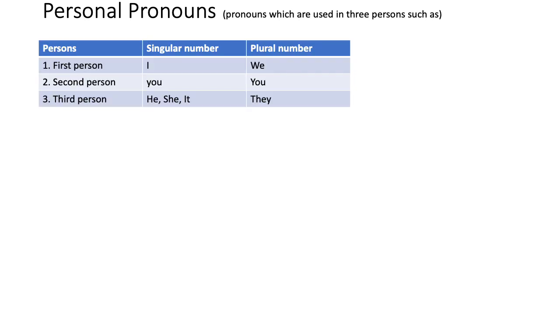Let's study personal pronouns first. These are the ones which are used in three persons: first person, second person, and third person. In the category of singular first person, we have I, whose plural is we. Then you is a second person pronoun, which remains the same for singular and plural number. In third person singular, we have he, she, it, whose plural is they.